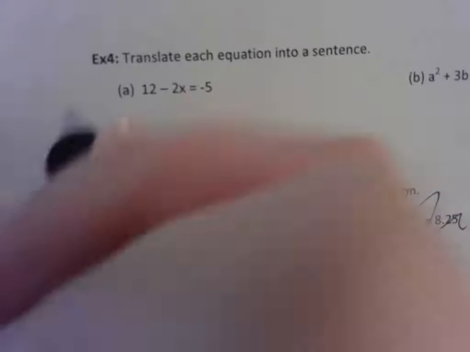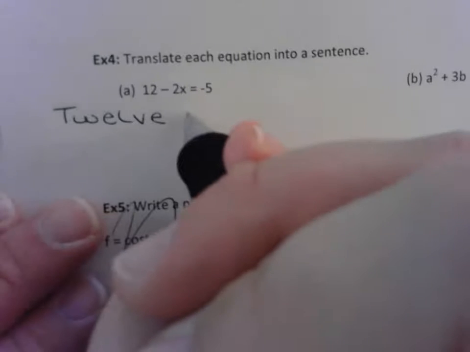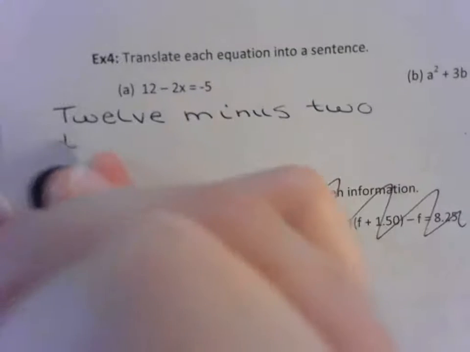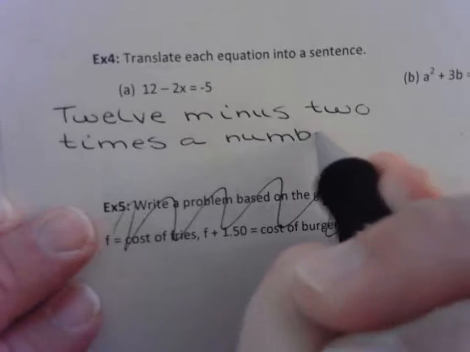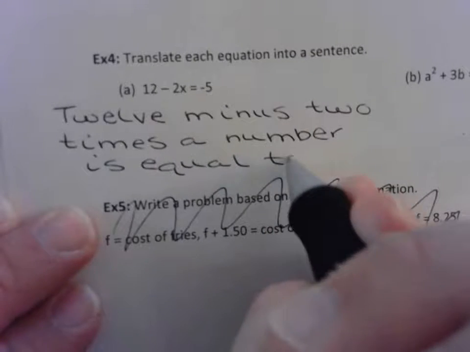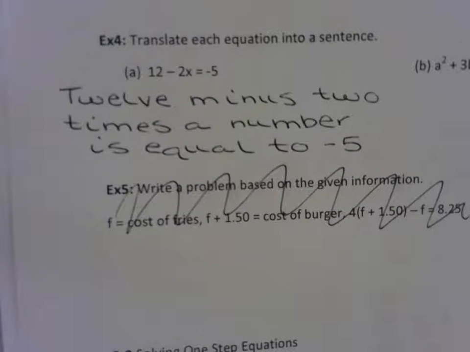Ethan? 12 minus 2 times the number is equal to -5. That works. 12 minus 2 times the number is equal to -5. Okay. How else could I write it? What's another way you could write it?